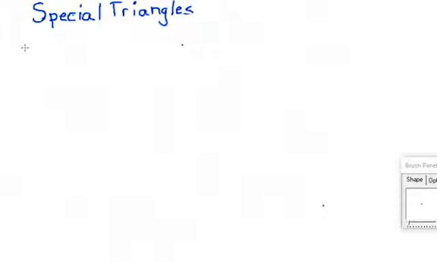We're going to talk about another special triangle today, a 30, 60, 90 degree triangle.